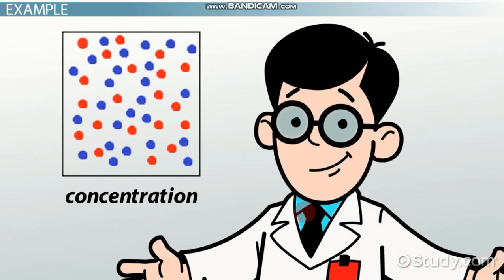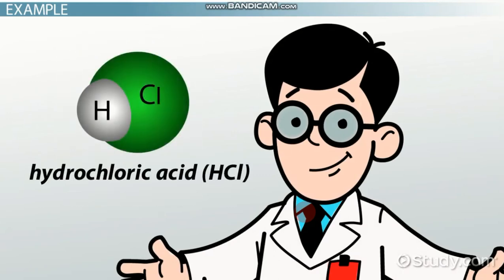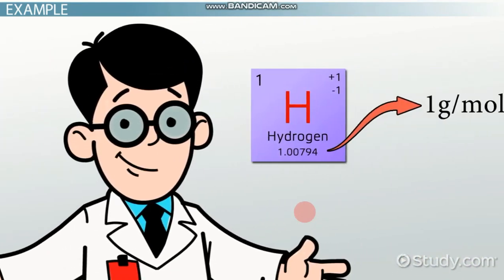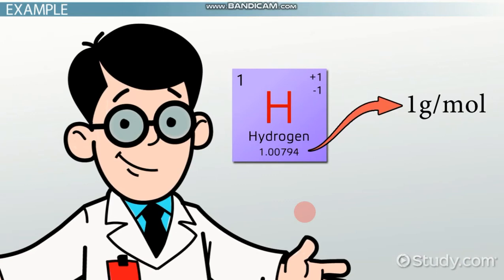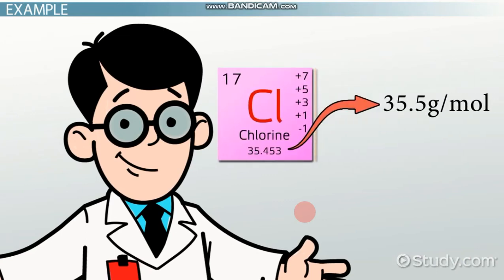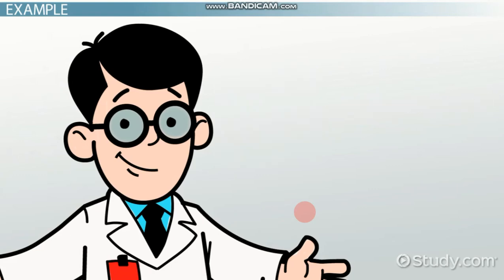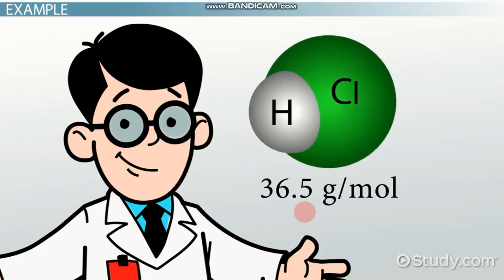So let's get back to concentration now. Let's look at a solution of hydrochloric acid. The chemical formula for hydrochloric acid is HCl. So there is 1 hydrogen atom and 1 chlorine atom in each molecule of hydrochloric acid. The molecular weight of hydrogen is about 1 gram per mole. The molecular weight of chlorine is about 35.5 grams per mole. If we add this together, we get 36.5 grams per mole as the molecular weight for hydrochloric acid.